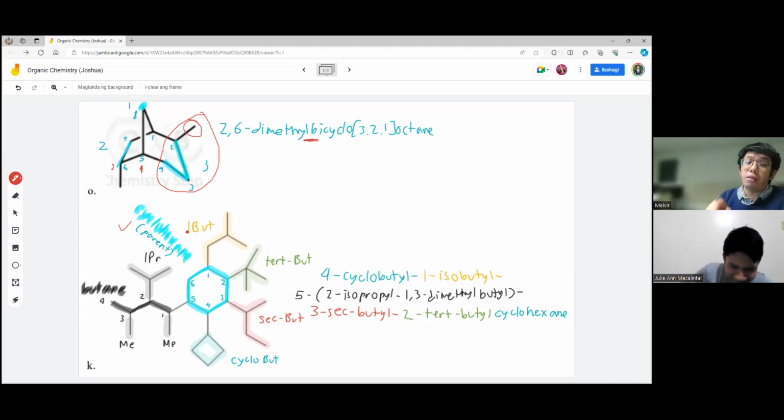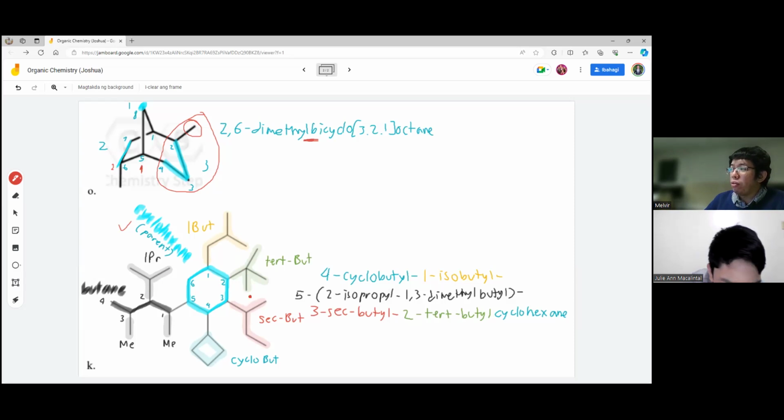However, if you now have a cycloalkane, what will be the numbering? What is the rule for numbering? Lowest number for all substituents. The one goes to what? The smallest substituent? No. The one will start so as to get the lowest number for each substituent.